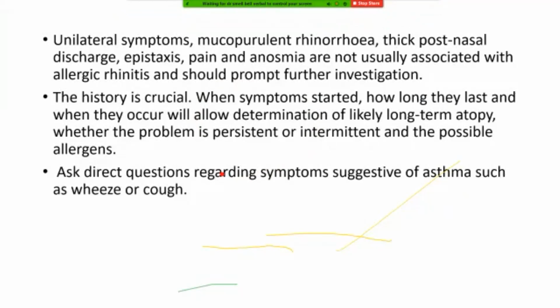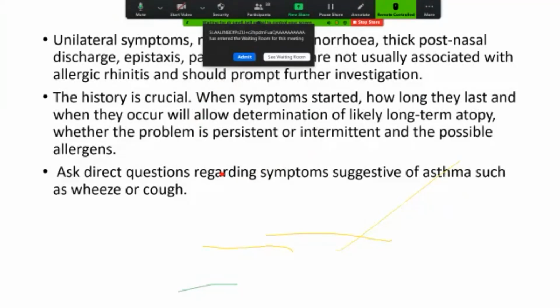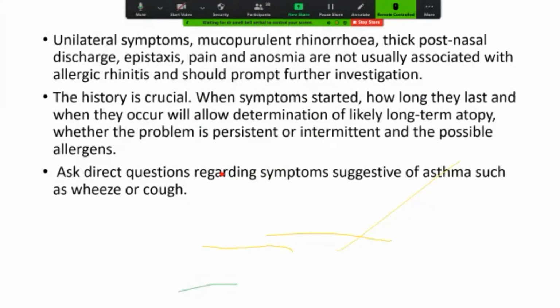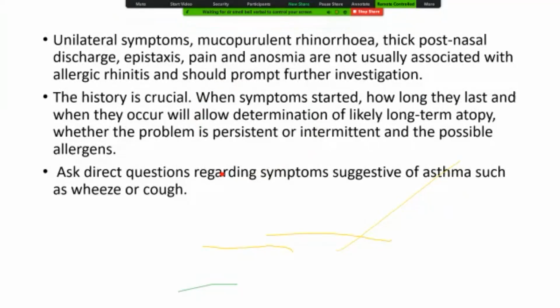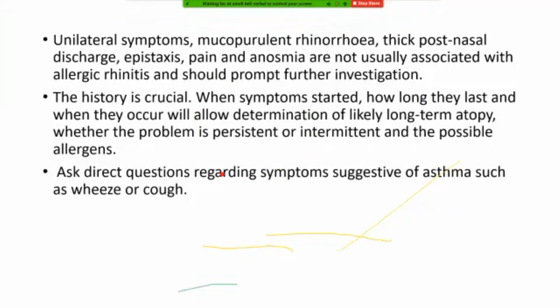The history is crucial. When symptoms started, how long they last, and when they occur will allow determination of likely long-term atopy, whether the problem is persistent or intermittent, and the possible allergens. Ask direct questions regarding symptoms suggestive of asthma, such as wheeze or cough.